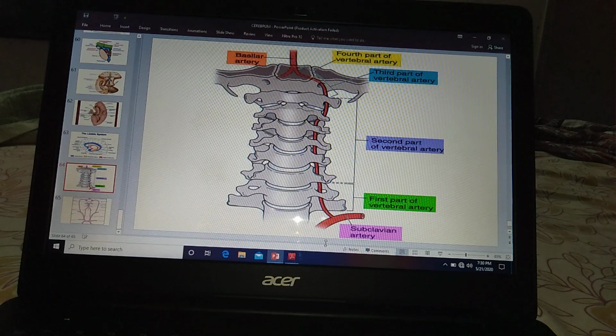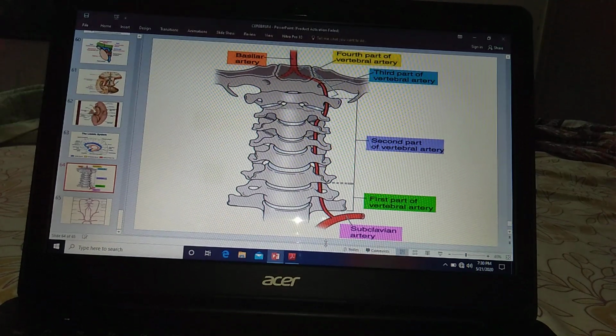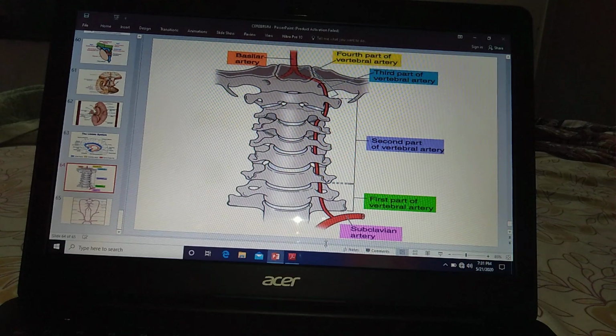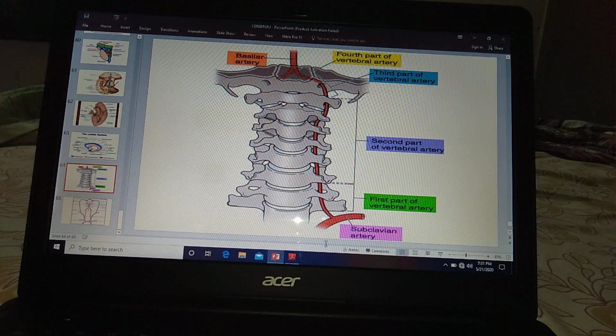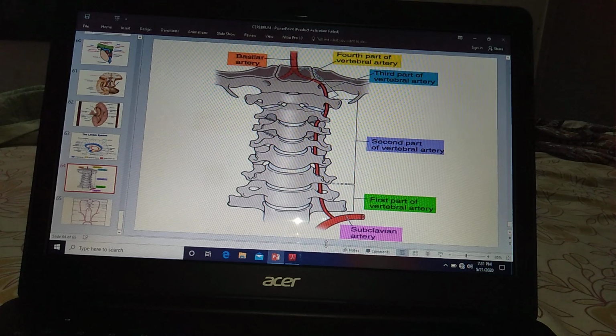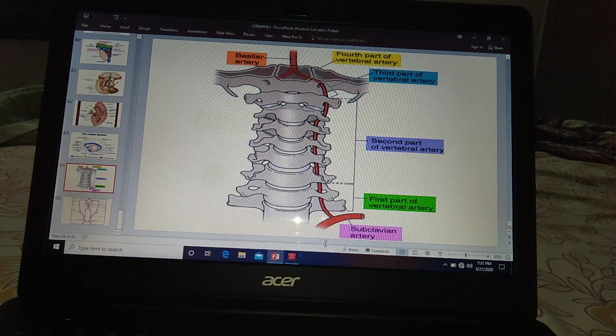Then comes the third part. The third part lies on the posterior arch of the atlas vertebra. And the fourth part of the vertebral artery enters the cranium through the foramen magnum and under the free margin of the posterior atlanto-occipital membrane. So this is how it will enter the cranium through the foramen magnum, right? And the part that is present inside the cranium is the fourth part of the vertebral artery, or you can also say the intracranial part of the vertebral artery.